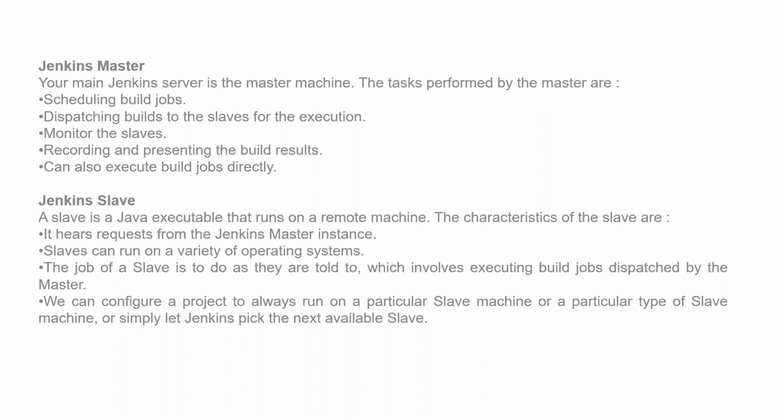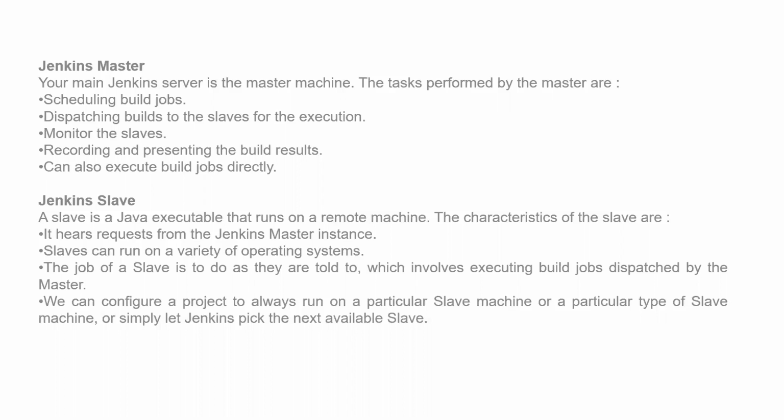So if we have jobs to be run on a master, over a period of time the jobs on the master become more occupied. To reduce the load on the master, we set up a slave so that these executables take the help of the slave to execute the jobs. A project can be configured to always run on a particular slave machine, or simply let Jenkins pick the next available slave. There are multiple options, so the master can be freed up by executing the build jobs on a slave machine.